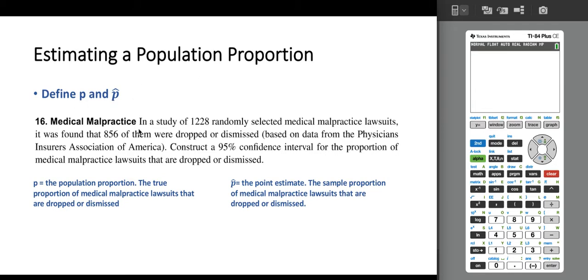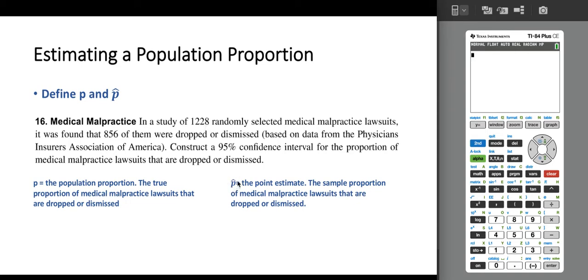Let's take a minute and talk about that. P is the true proportion of medical malpractice lawsuits that are dropped or dismissed. If you took every medical malpractice lawsuit in the country, every single one of them, and counted how many of those lawsuits were dropped, that fraction of the number dropped over the total number from the whole entire country, that value right there is the true population proportion. We don't know that because we don't have every single medical malpractice lawsuit. We have a sample of them.